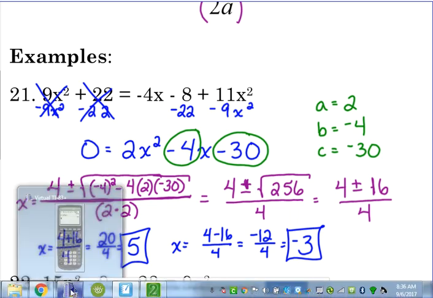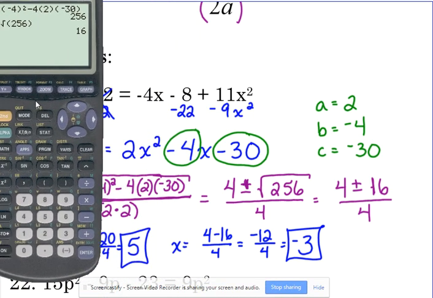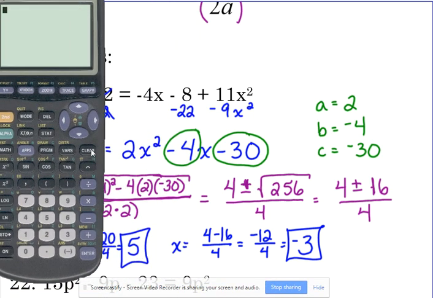Guess what? If you get whole numbers when you do the quadratic formula, that means that this could have been factored. Okay? If you get whole numbers, it could have been factored. But it's okay. I'm showing you that the quadratic formula works as well.